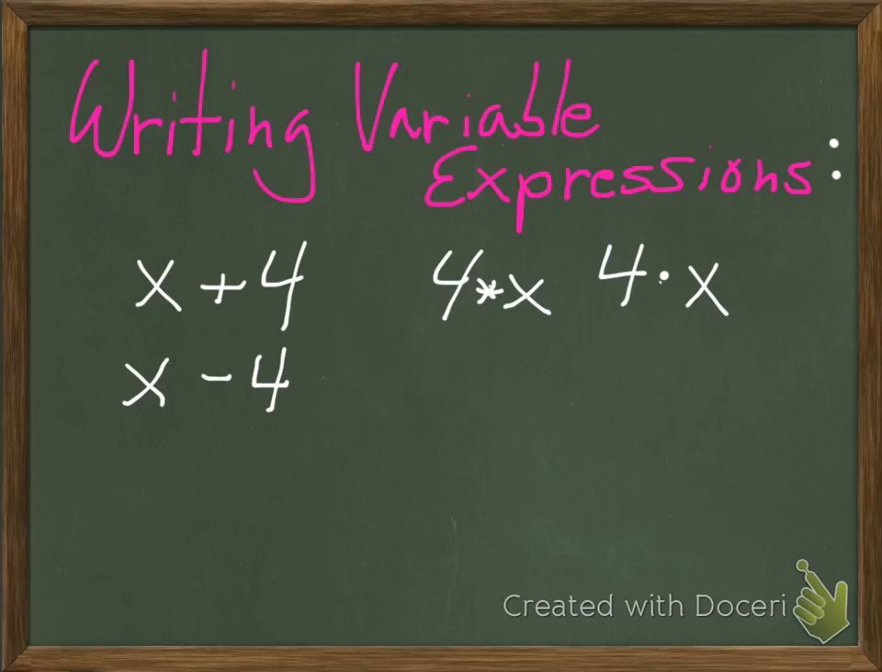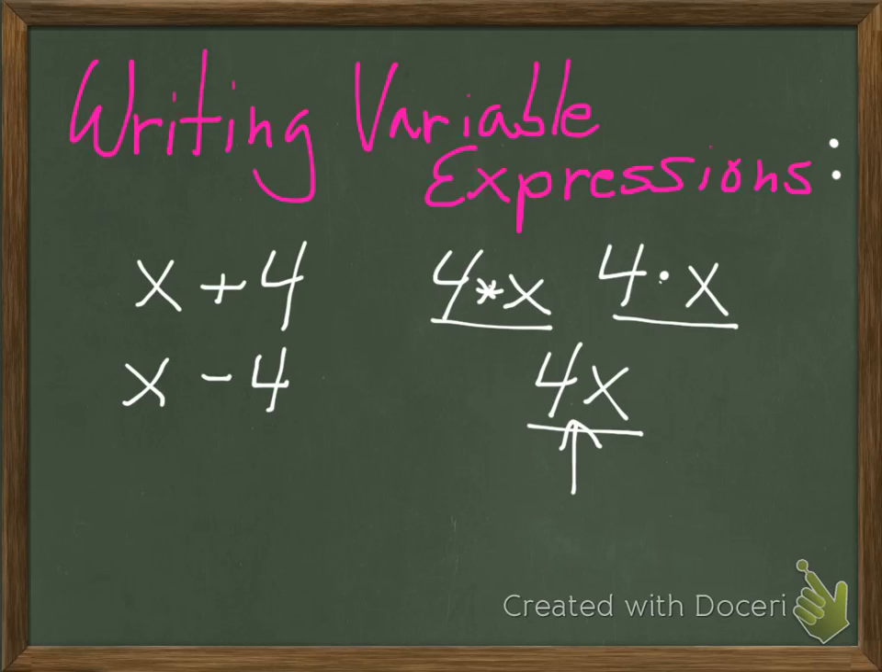That means 4 times x. Actually, just putting a number and a variable next to each other, it's automatically implied that what's happening right here is multiplication. So again, if you need to write a variable expression for a phrase that is either given to you orally or in a book, this is what we're talking about.